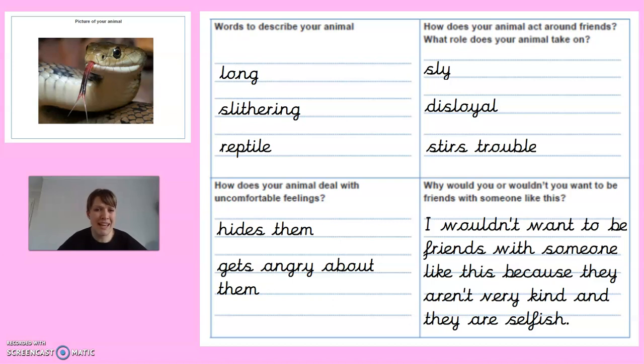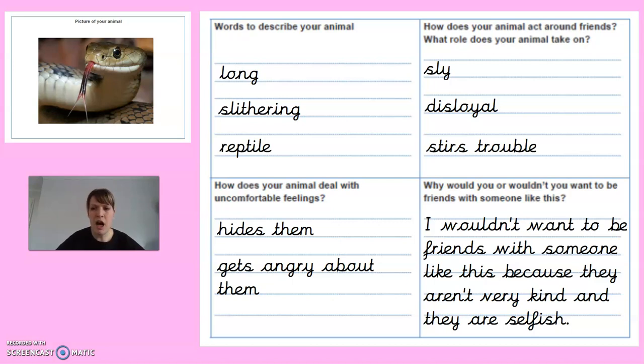And I can imagine them as well, they get angry about them. Okay, so if they do feel maybe uncomfortable feelings, maybe they get a bit angry about them. That's how I imagine it. You might think something slightly differently about how a snake deals with uncomfortable feelings. And then the last box is, why would you or wouldn't you want to be friends with someone like this?